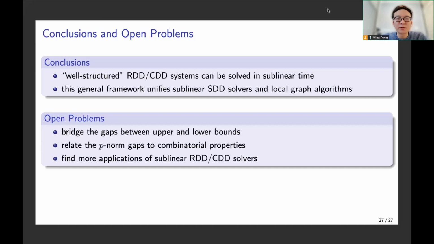And finally, we can try to find more applications of these sublinear RDD or CDD solvers beyond the problems of computing PageRank and effective resistance on graphs.